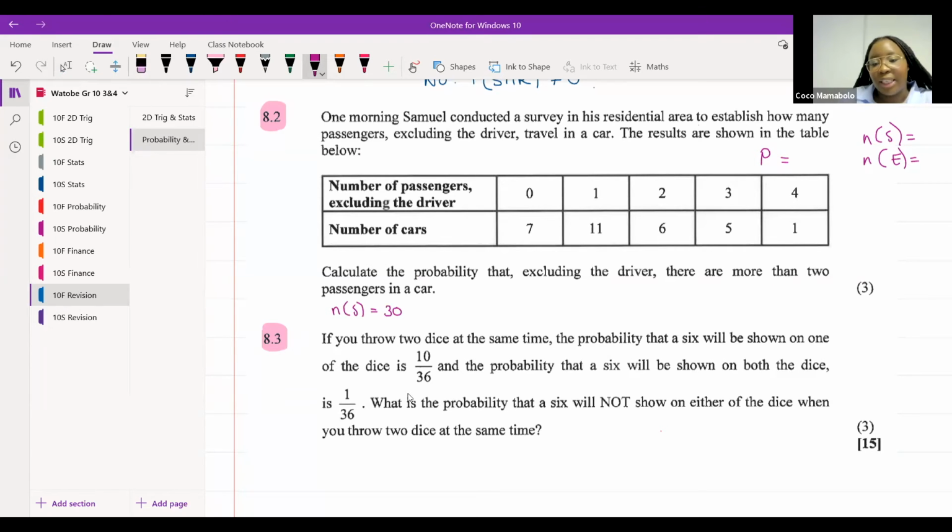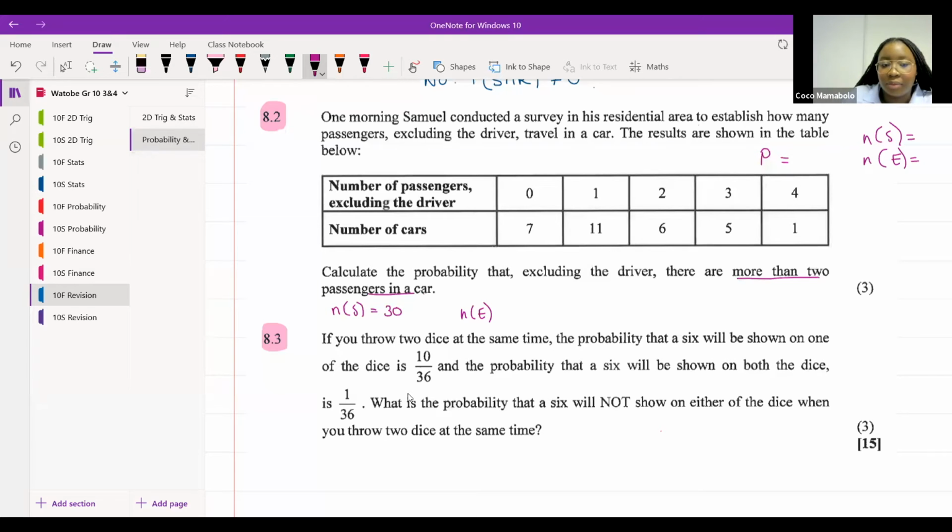Good. Now, let's think about the event. They say that they want us to calculate the probability, right? The event size, that there are more than 2 passengers in a car. So how many have more than 2 passengers in a car? Ma'am, I added 4 and 3 because those are the only passengers that were more than 2. Not quite. Not quite.